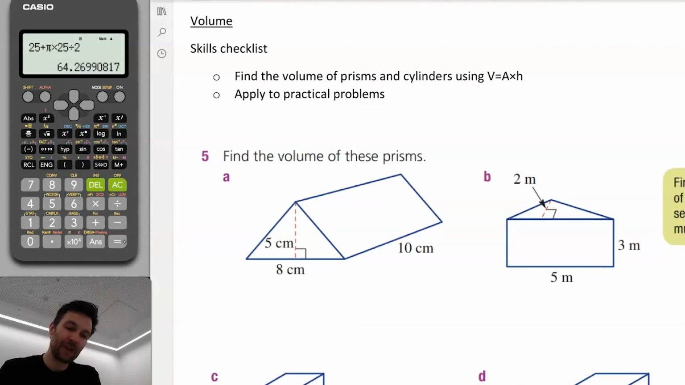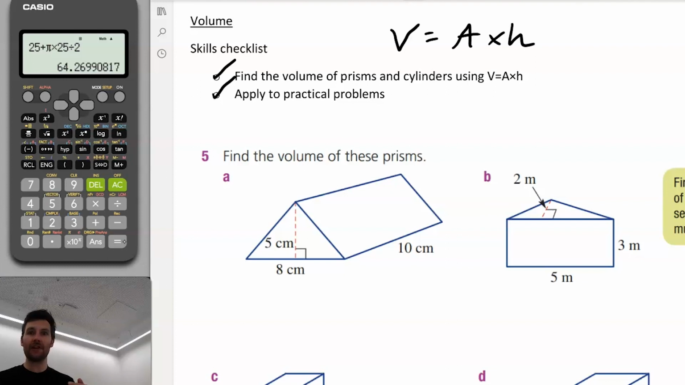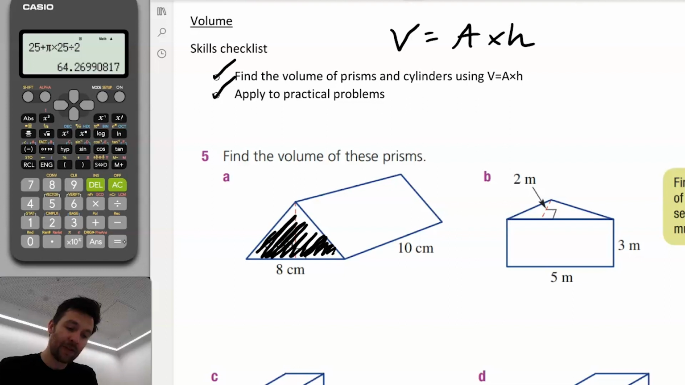Okay, volume. So on to the skills checklist for volume. If we think about the skills that we need to find the volume of prisms and cylinders using this formula: volume is equal to area of the cross-section times the height of the shape. The cross-section is the shape that's the same all the way through. So if we did a cut anywhere through, we'd get a shape with the same area and dimensions all the way through. So for this triangular prism, it's that triangle that would be the same cross-section all the way through.